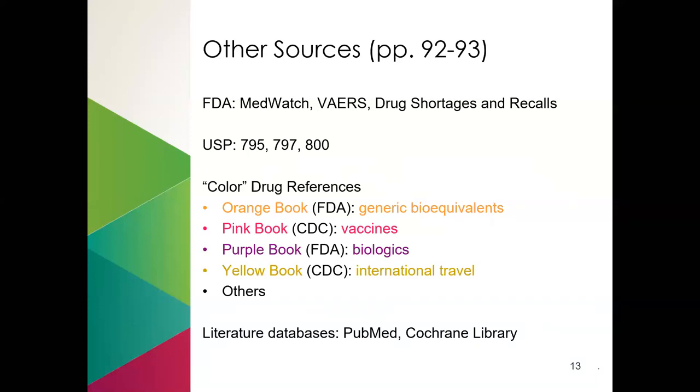And then, oh, I skipped the USP books. Okay, USP 795, non-sterile compounding, 797, sterile compounding, and 800, hazardous drugs. And then finally, to find primary literature, there's a lot of good places to find stuff, but PubMed and Cochrane are two of the big ones.